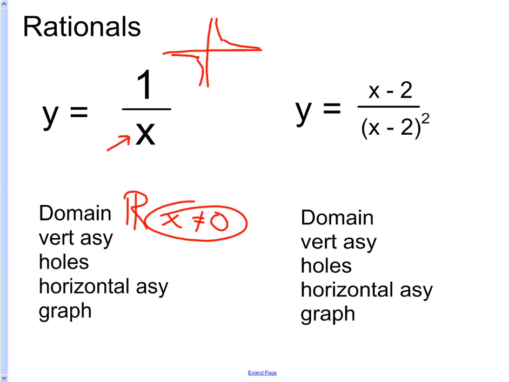And that spot is either a vertical asymptote or it's a hole. Which one is it? It's a vertical. So I say x equals 0, and there are no holes in this one because nothing canceled on the top and the bottom. There will be on the next one.